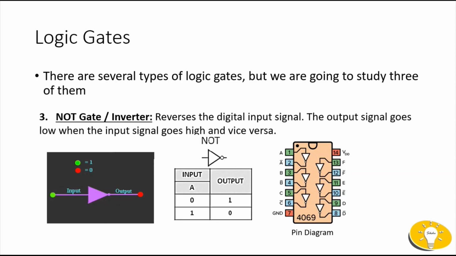The third logic gate is called the NOT gate or an inverter. As the name suggests, it reverses or inverts the input signal as its output. That is, if your input is 1, the output will be 0, and if the input is 0, the output will be 1.